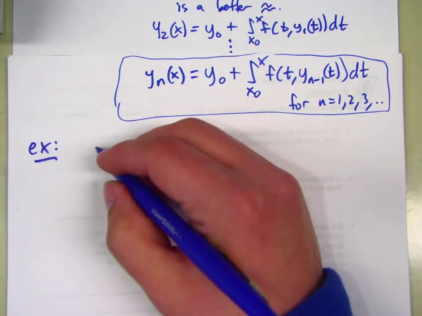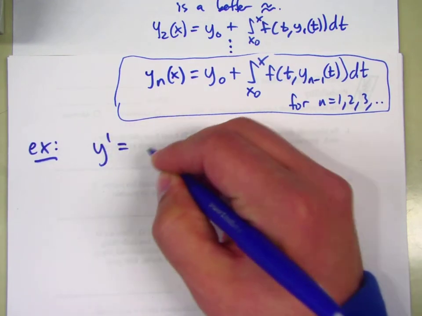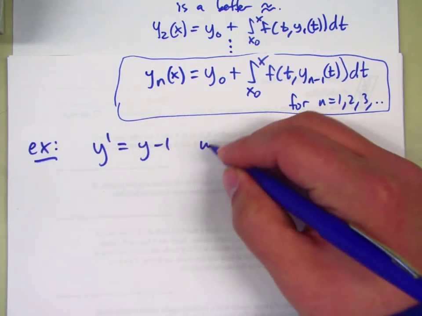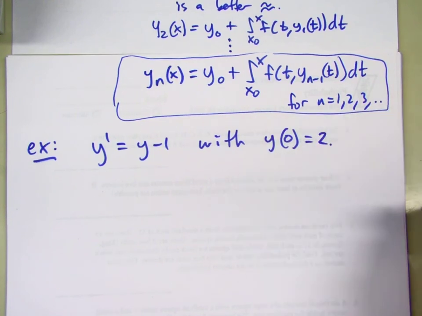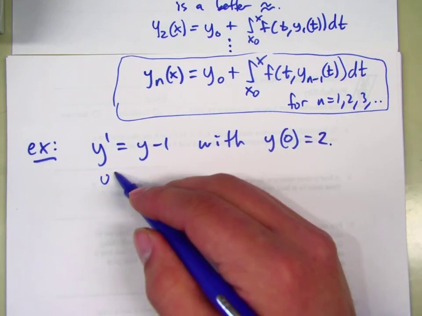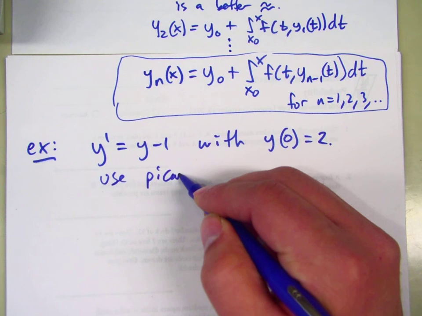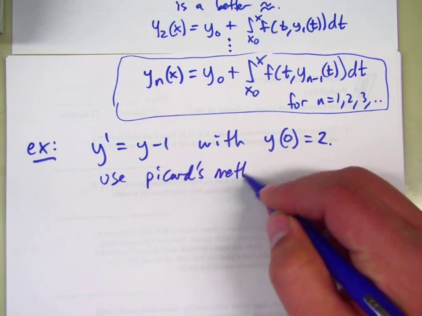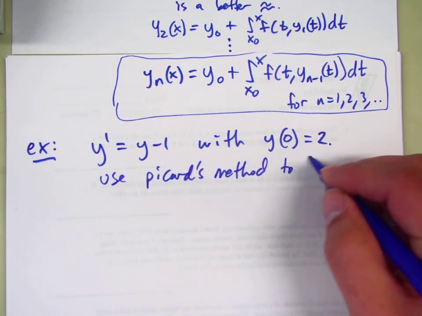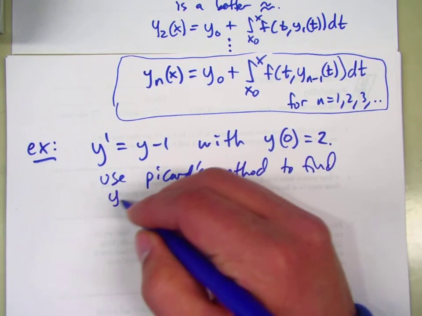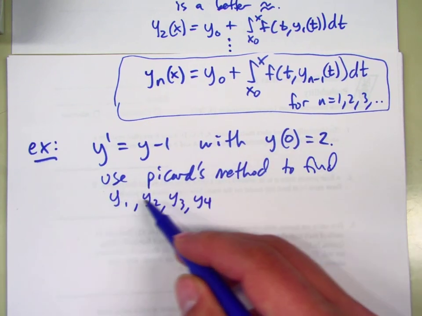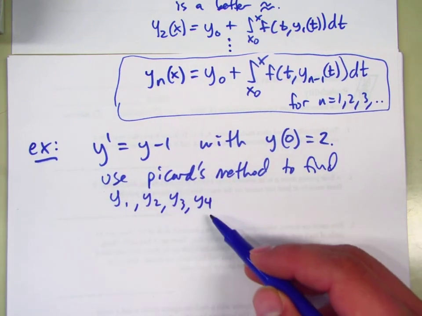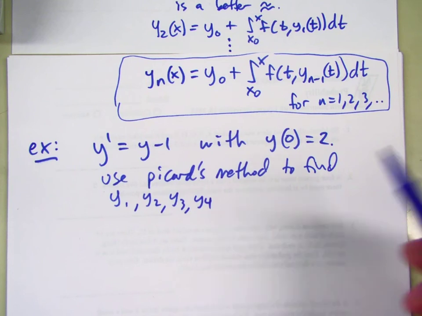So here's the example. Let's say y prime is equal to y minus 1 with y of 0 equal to 2. And again, we're going to use Picard's method to find y1, y2, y3, y4, getting a better and better approximation at each step. Okay?